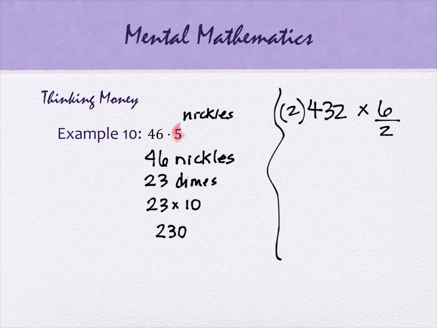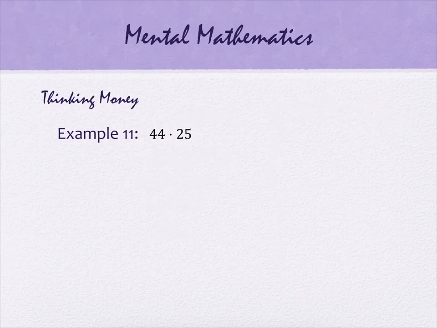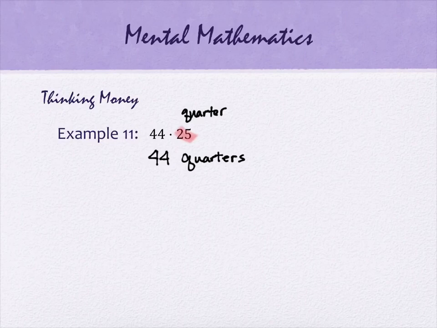Okay? The other one that's nice is 25. Because what is 25? A quarter. Everybody forgets this one. So this problem, 44 times 25, is equivalent to having 44 quarters. But in the same sense that dimes are easier to work with than nickels, what is easier to work with than quarters? Dollars. Much easier. And if you had 44 quarters, how many dollars is that?